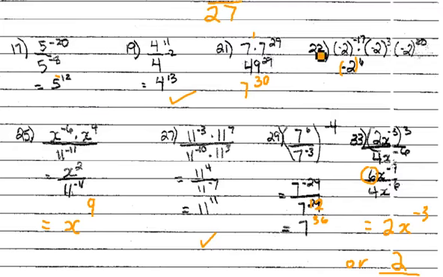Let's jump to 21. This is a common error where you have 7 times 7 to the power of 29. We cannot multiply these together like that. What we have to do is say we have the same base, so we add our exponents together. 7 to the power of 1 times 7 to the power of 29 will give us 7 to the power of 30.